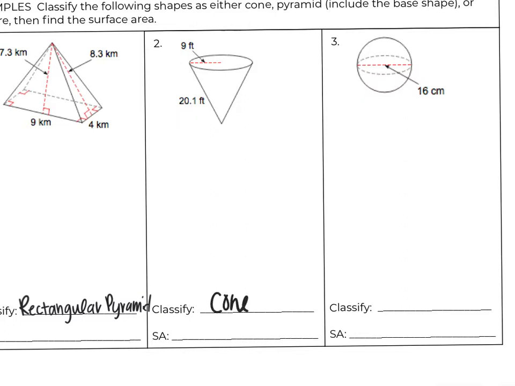So just a cone? Just a cone. Yeah, you won't have different base shapes on a cone. That's what sets it apart from being a pyramid, is it has a circular base. Okay, and then 3 is a what?